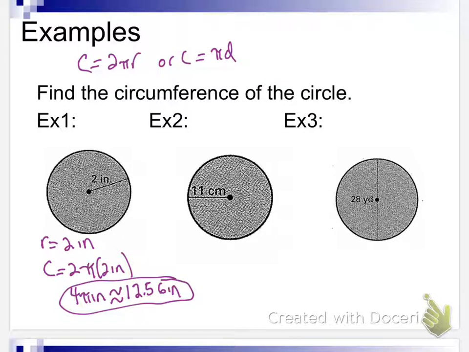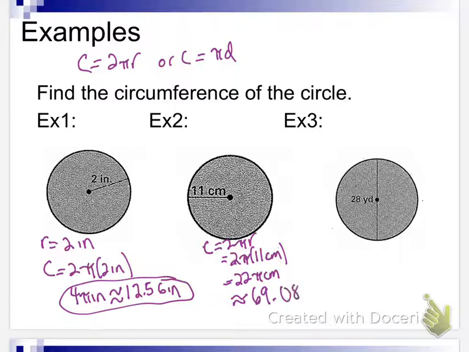Remember that. This is, again, a radius. So we're going to use circumference equals 2 pi r. 2 pi, my radius here is that 11 centimeters. So exact answer would be 2 times 11, 22 pi centimeters. If you put that into your calculator, that's going to give you approximately 69.08 centimeters.